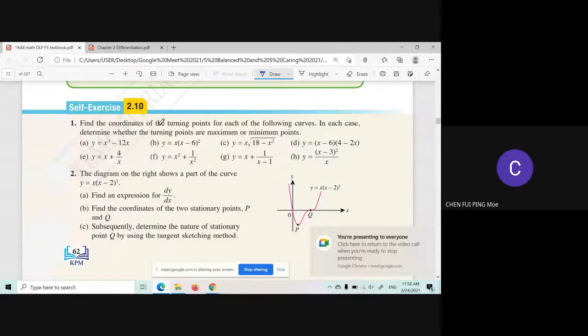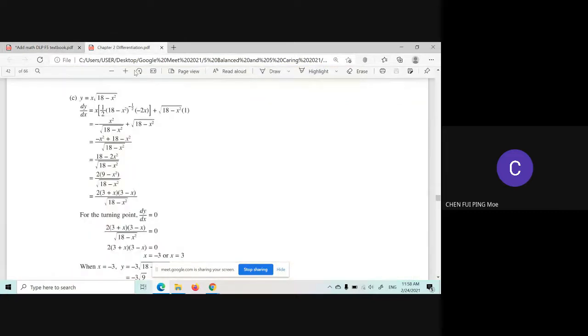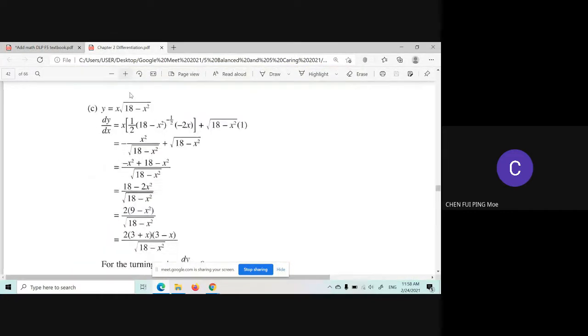Find the coordinate of the turning point for each of the following curves, and determine whether it's a maximum or minimum. So I'll discuss question 1C first. Look at question 1C, this one. Given this, how do we find the turning point?